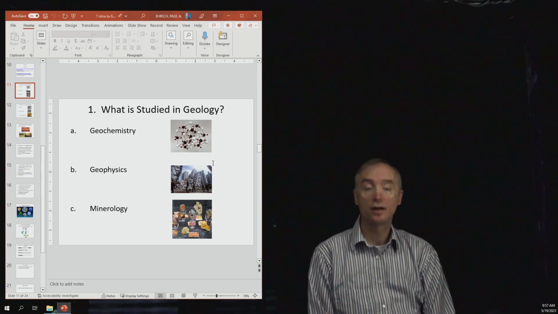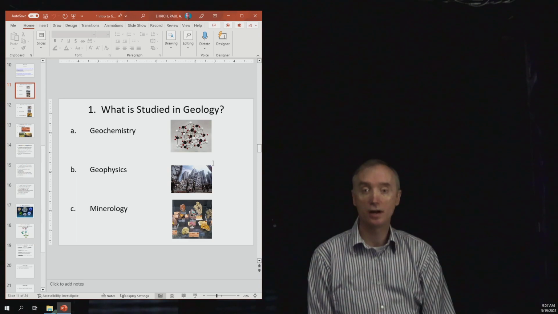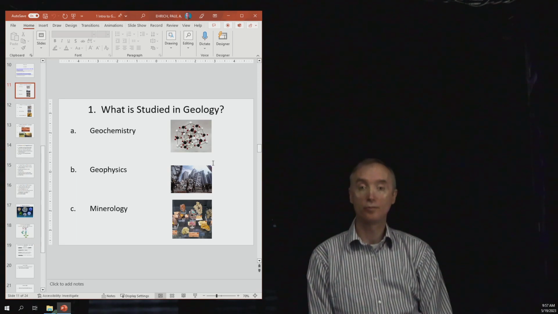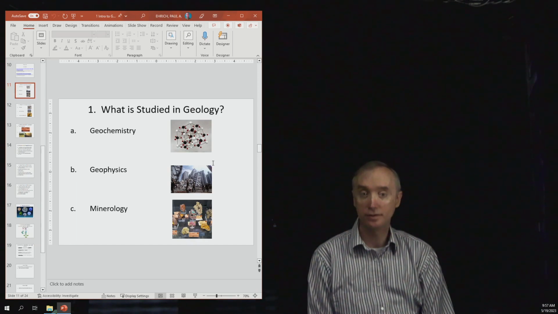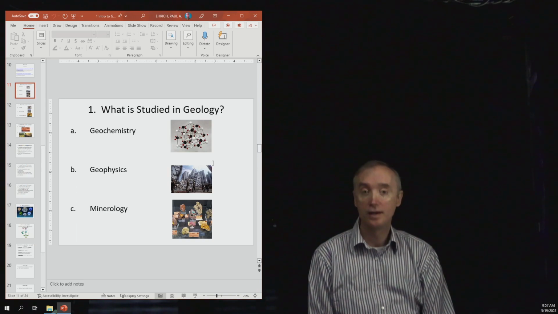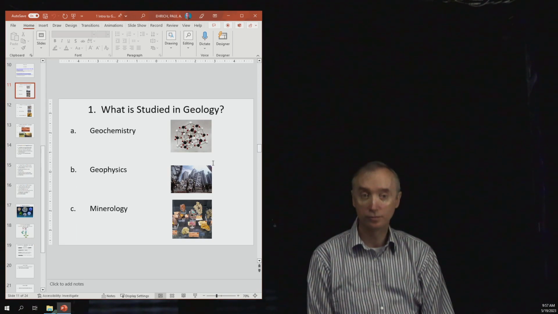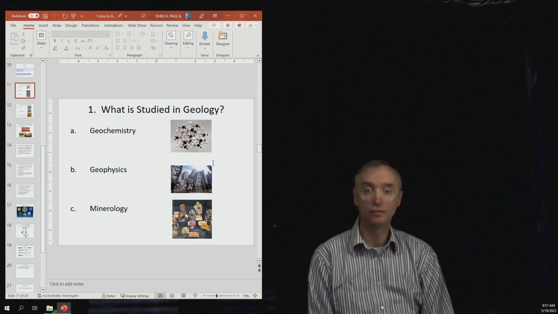Okay, then the next branch of geology is called mineralogy, which is going to be the study of minerals. We're going to find out, for example, that certain minerals have a certain hardness. They have different colors. They reflect light in different kinds of ways. They have different chemical properties. And so all of this is studied in the field of mineralogy.